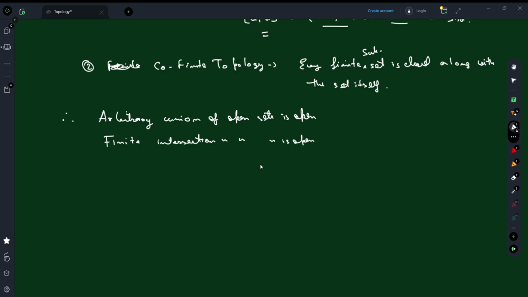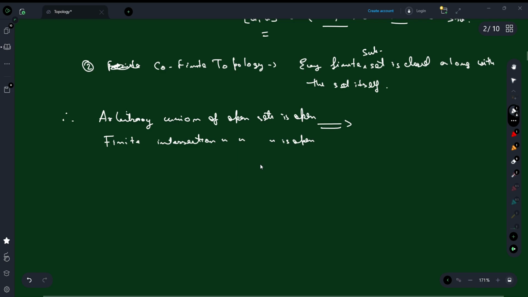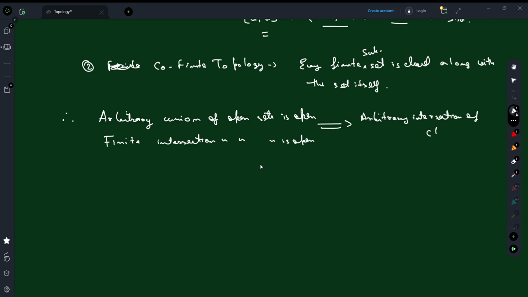But doesn't it immediately imply that we can say that an arbitrary intersection of closed sets is closed, and a finite union of closed sets is closed, right? Why?